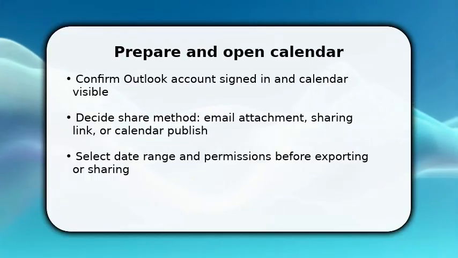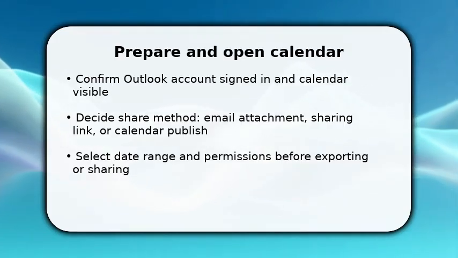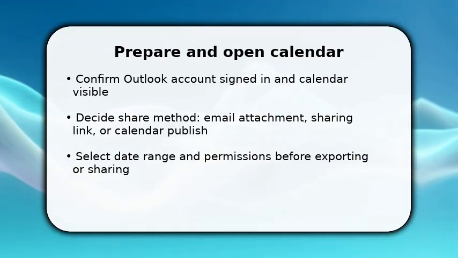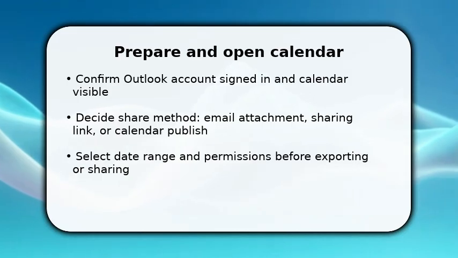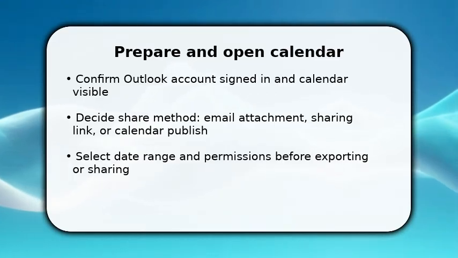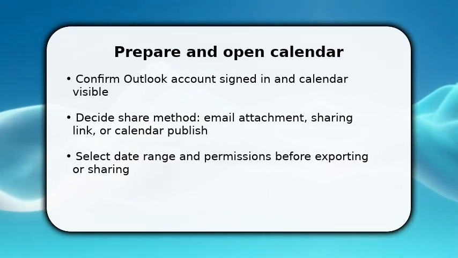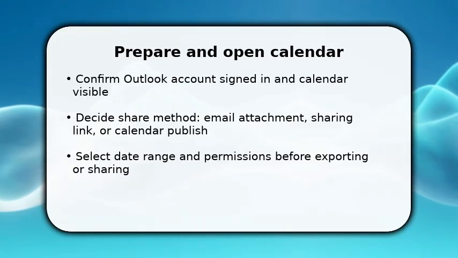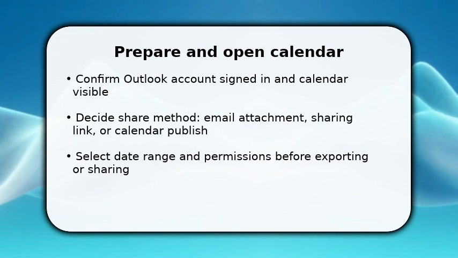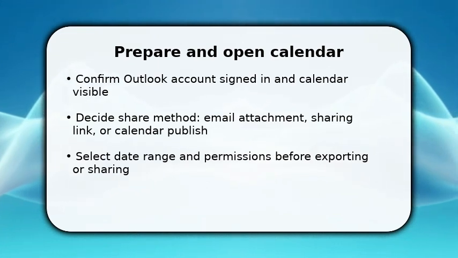You start by opening Outlook and confirming the calendar you intend to send is active and synced to your account. This matters because unsynced events won't transfer. Once done, choose how you will send it as an ICS file, a sharing invitation, or a published link, since each method controls recipient access differently. Make sure to pick the proper date range and set permissions now, because you cannot change access after export. These initial choices determine recipient visibility.